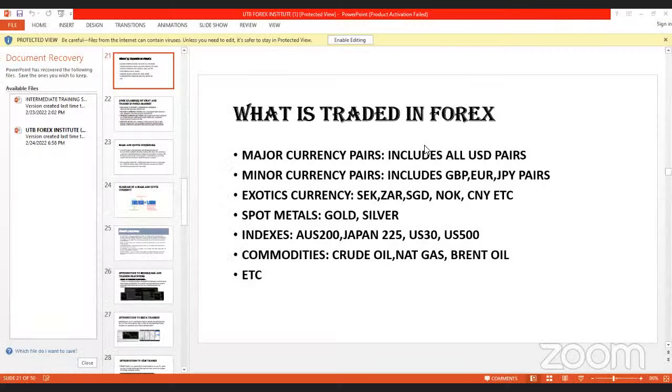Now, what else can be traded? We have currencies: major currency pairs, minor currency pairs, exotic currencies. We have metals, spot metals like gold and silver. If you ask about the price of gold, it has taken out the high of 2020, heading to the highest high ever. Why? Because of panic in the world.